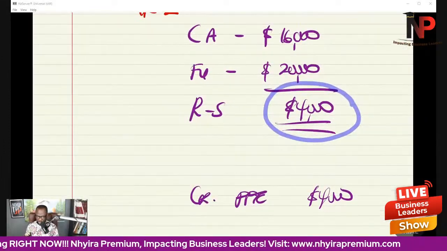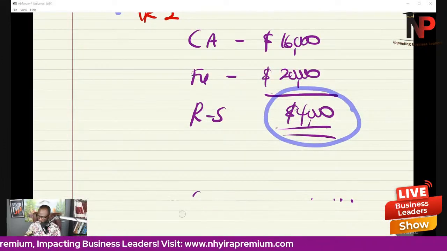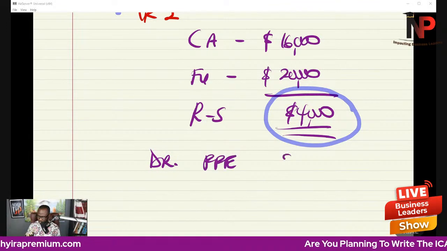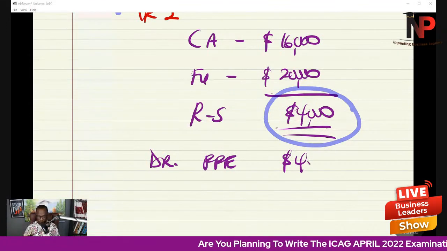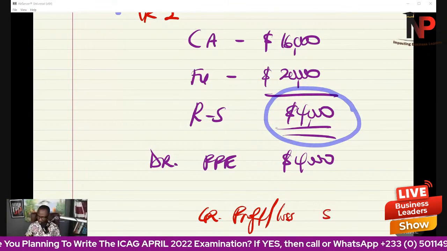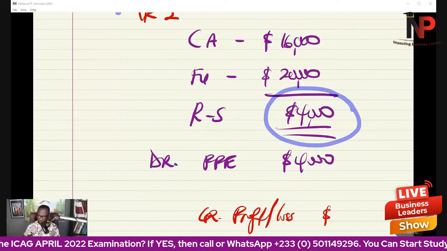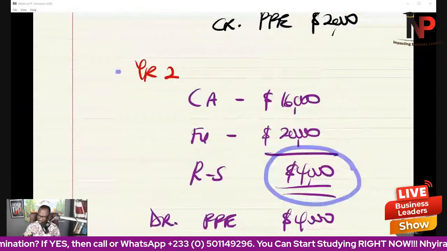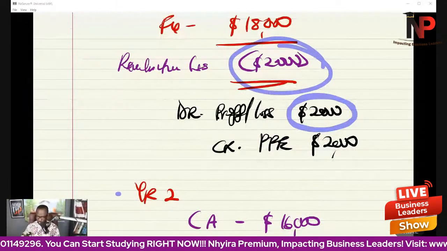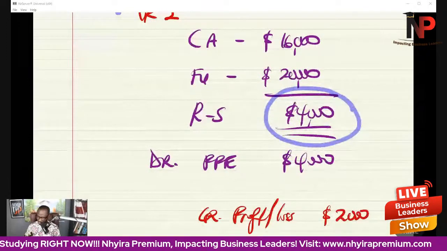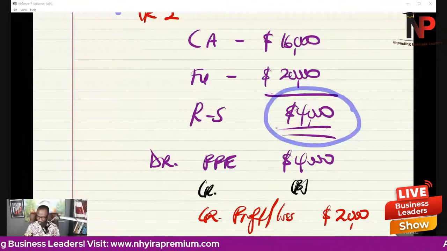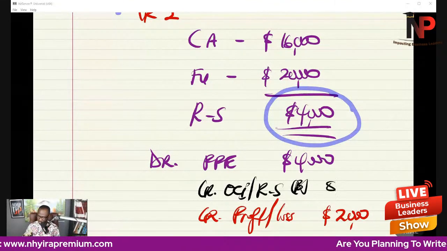So if I go back to this question, there's a revaluation surplus of 4,000. So what's my double entry? I'm going to debit PPE with 4,000. Stay with me carefully to get the illustration well. Then I'm going to credit profit or loss with how much? I will credit profit or loss with the previous revaluation loss recognized in year one, which was 2,000. The excess, which is 2,000, is what will be credited to OCI and then the revaluation surplus.